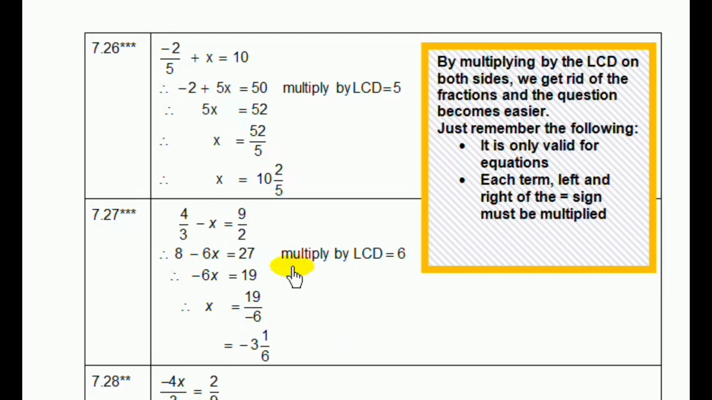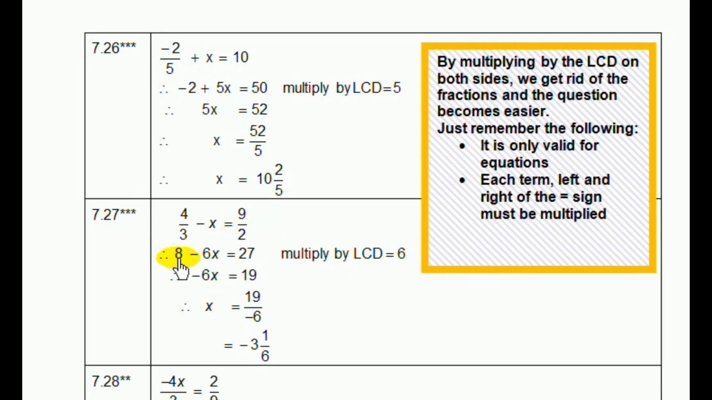727 now. We have two fractions. There's a 3 as a denominator and a 2 as a denominator, so the LCD will be 6. So you have to multiply that one with 6, the minus x with 6, and the 9 over 2 with 6. Now multiply with 6 over 1, 3 goes into 6 2 times, 2 times 4 is 8. That one multiplied by 6 is minus 6x, and that one multiplied by 6, the 2 goes into the 6 3 times, and 3 times 9 is 27.